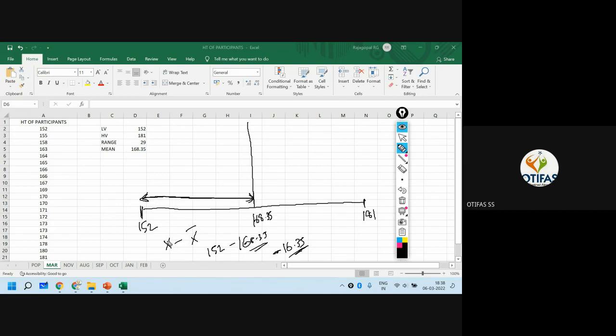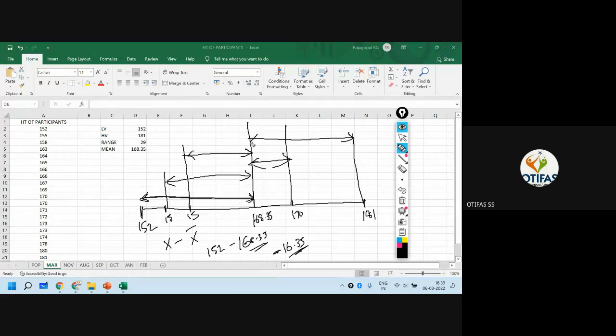What is the first thing? You will find out the values. Here is 152 and here is 155, so you will find out the distance from 155 to 152. Next is 158, so you will find out the distance from 158. Suppose you take 170, you will find out the distance from 170. And 181, you will see how much distance it is from the mean. First of all, you will find out how much distance each value is from the mean. So that is the first part.